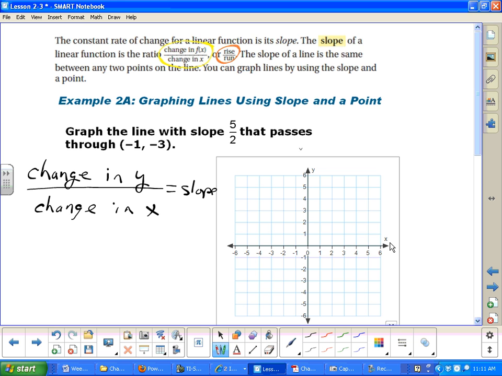Now, the one thing is that whenever we're graphing, when we use the slope, the rise may either rise or fall, depending on whether it's what? Positive or negative. But when we run, we're always going to run to the right, in the positive direction. Right?